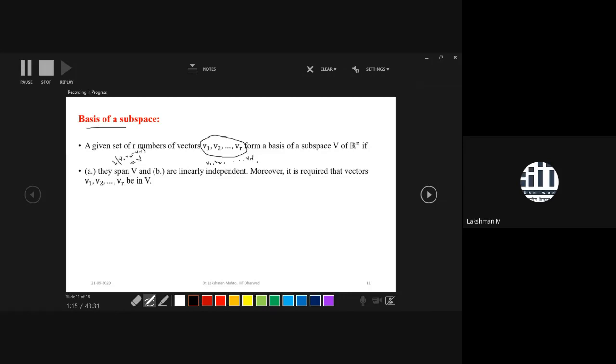They must be linearly independent. So whenever there is a subspace, if you want to find a basis, you have to check for these two conditions.